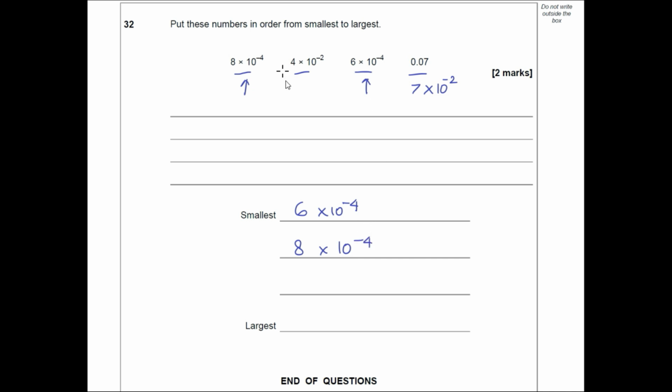Then we continue with this one and this one, they have the same power, minus 2 and minus 2. So let's start with smaller whole number. So it's 4 times 10 to the power of minus 2, and then this will be the last one, but we take this number instead of this other number, so it's 0.07.